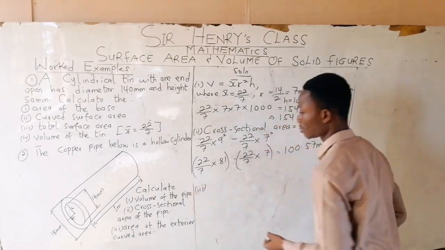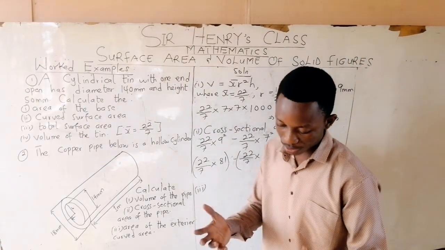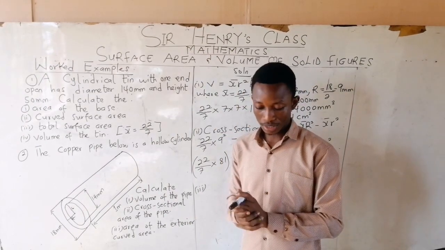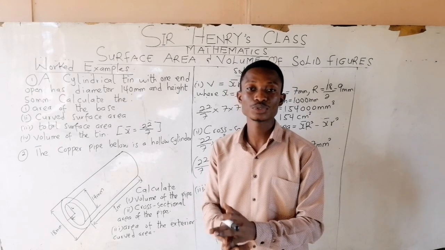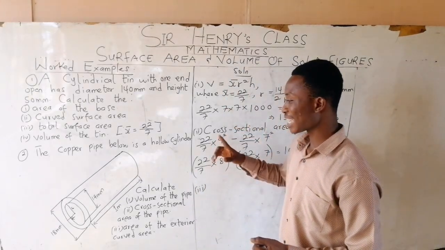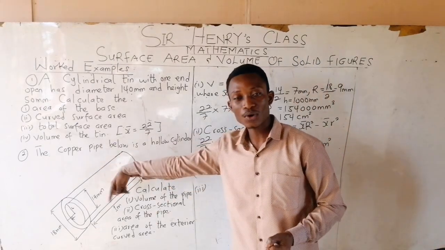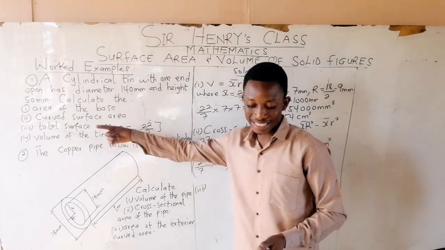The area of the exterior curved surface area. What is this question trying to say? Area of the exterior curved surface area. This question is trying to ask Dennis of Sir Henry's class YouTube channel what is the curved surface area of the outer part of the pipe, not the inner, the outer. So he said what?